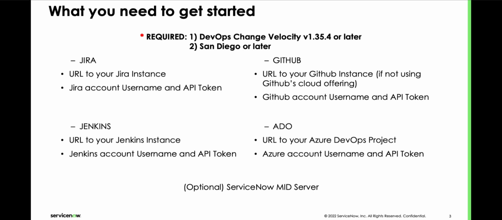As an example, we're bringing up 4 of our most commonly used CI/CD tools: Jira, GitHub, Jenkins, and ADO. This is not an all-inclusive list, it's just 4 examples, but this should give you an idea of the type of information you'll need to gather to complete the integrations. For example, Jira, you'll need the URL to your Jira instance, and then the Jira account username and API token that ServiceNow will be utilizing. GitHub, very similar setup, and Jenkins and ADO have a few changes as well.